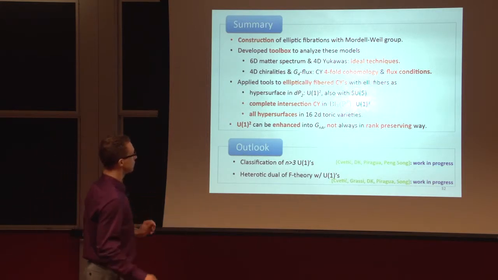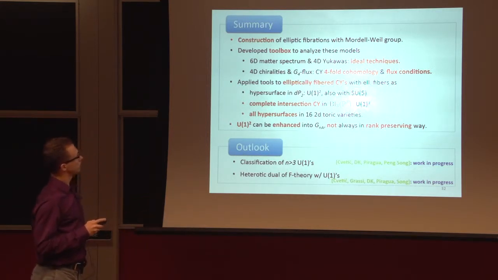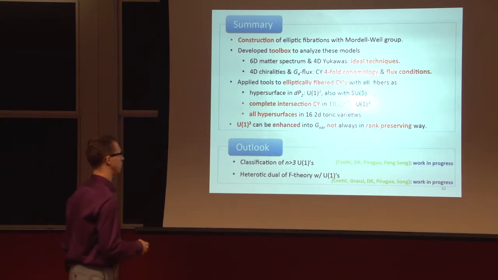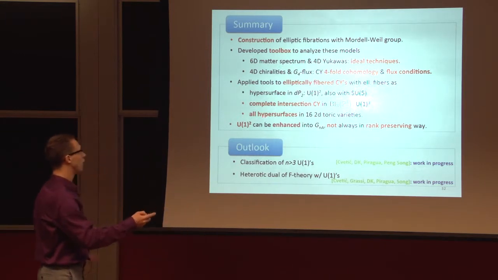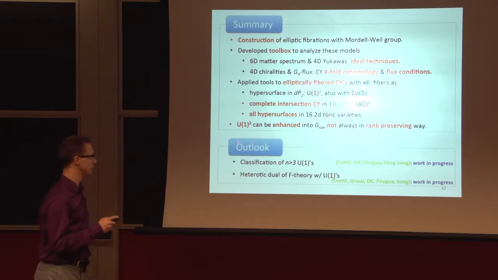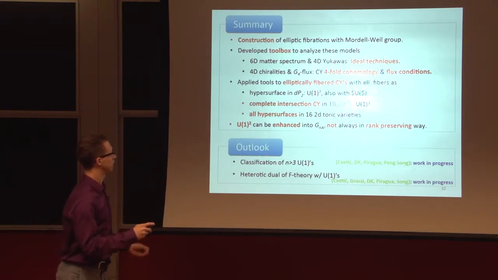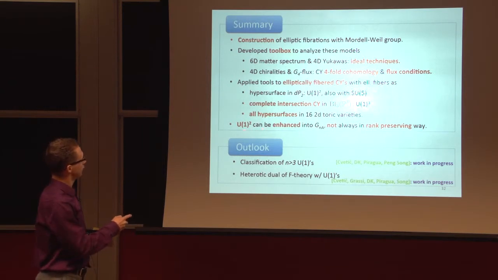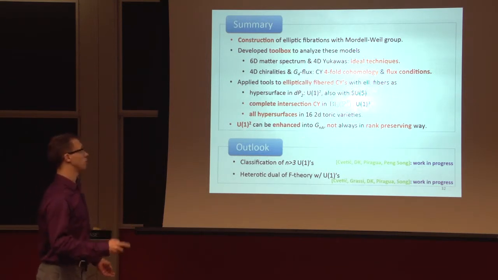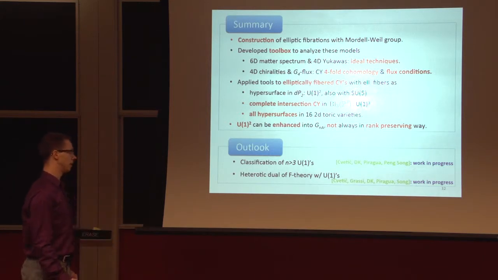And then I applied these tools to elliptically fibered Calabi-Yaus in dP2, also with additional gauge symmetry, the complete intersection in the blow-up of P3, and all hypersurfaces in the 16 2D toric varieties. And as a last point, I showed how to enhance U1 squared into non-abelian groups, and I presented that it's not always possible to have a rank-preserving enhancement.